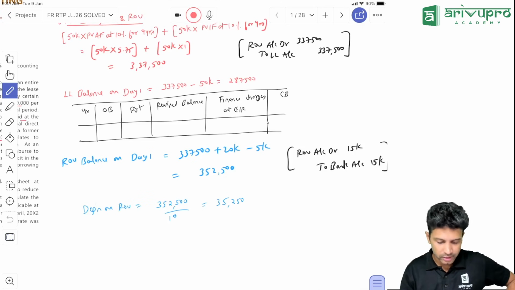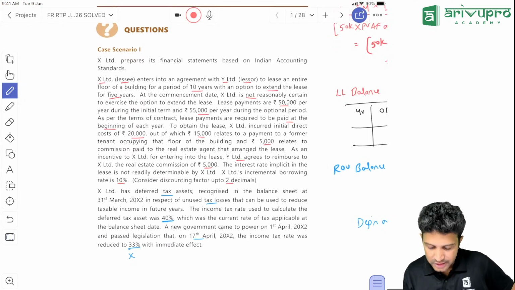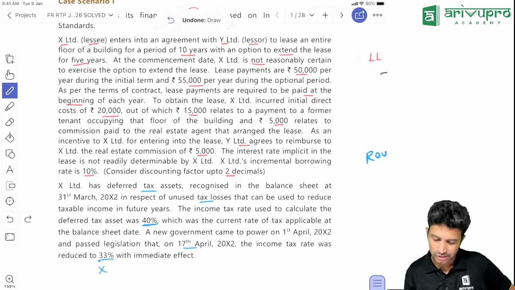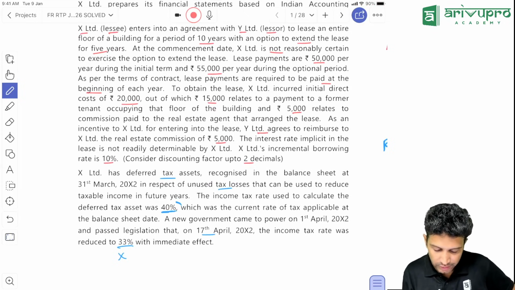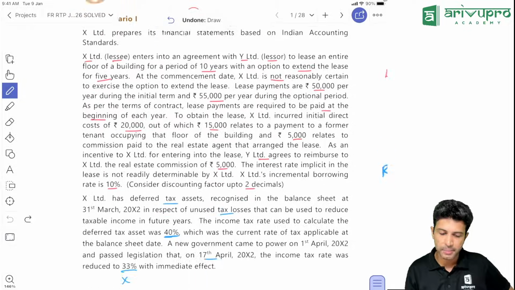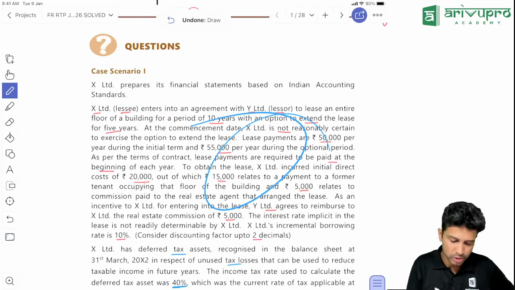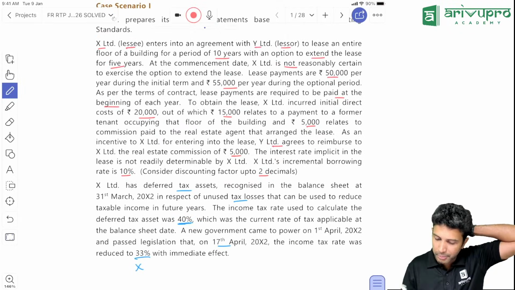Okay, yeah. Next, they have given case on deferred tax asset. X Limited has DTA recognized in balance sheet with respect to unused tax losses, carry forward losses there. On that you create DTA. Income tax rate to calculate DTA, we used income tax rate of 40. Okay, a new government has come to power on 1st April. Sir, we are doing all this on 31st March 20x2. Okay, fair enough. So now new government has come after the current year ended.